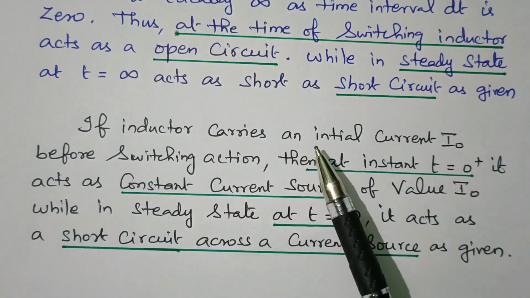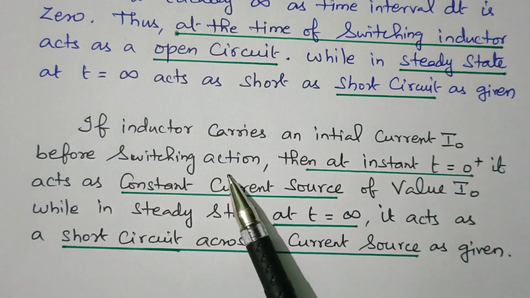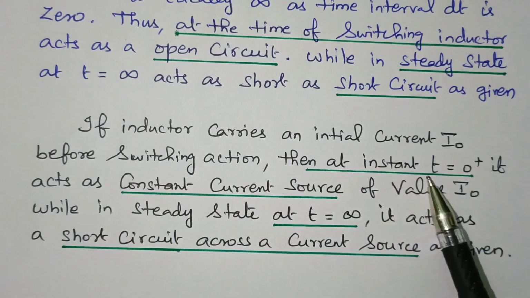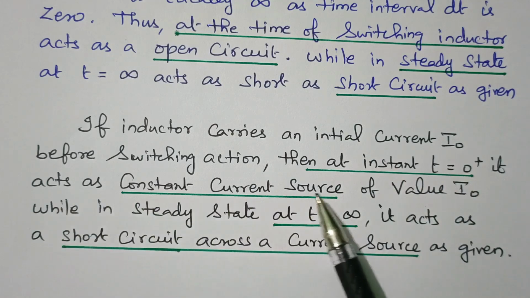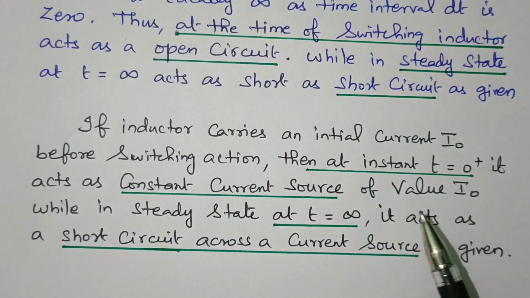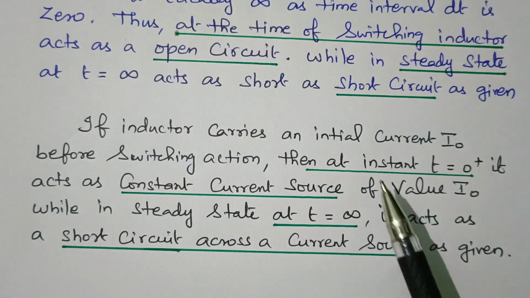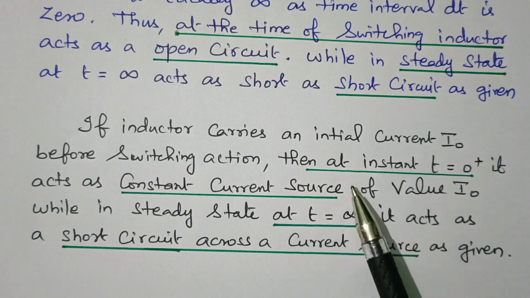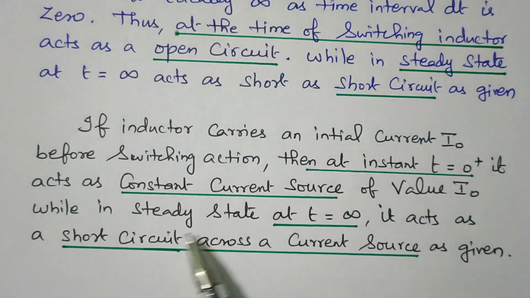Now we'll see further. If the inductor carries an initial current I0 before the switching action, then at the instant t equal to 0+, it acts as a constant current source of value I0. What we discussed earlier was that the initial current is 0. But here, if the initial current is available, it acts as a constant current source. While in steady state at t equal to infinity, it acts as a short circuit in parallel with a current source. Earlier it was only a short circuit; now, before switching, current is available, so it acts as a short circuit across a current source, both connected in parallel.